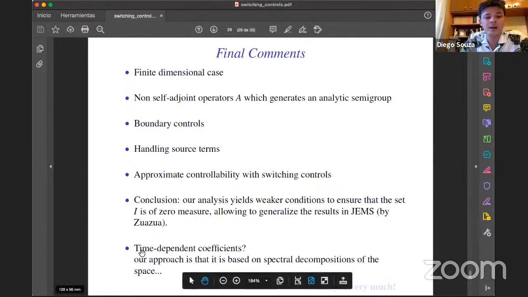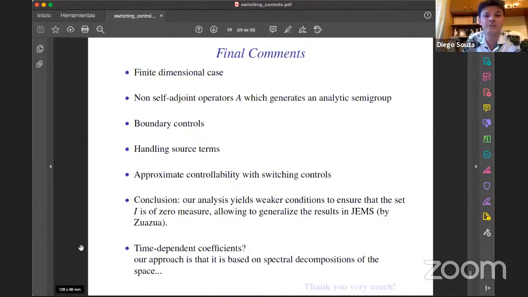And a limitation is that, since we use some spectral properties of our operator, our method cannot be applied to a time-dependent operator with time-dependent coefficients. So this is all.